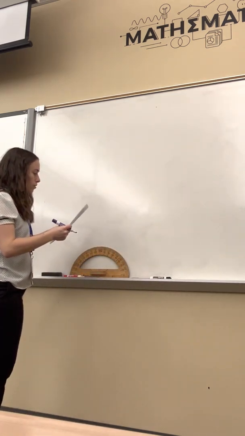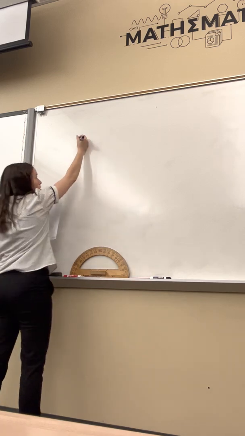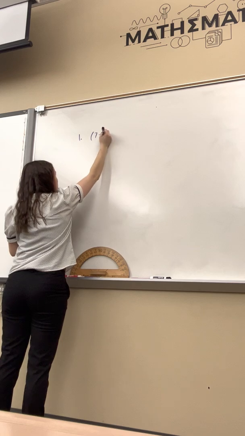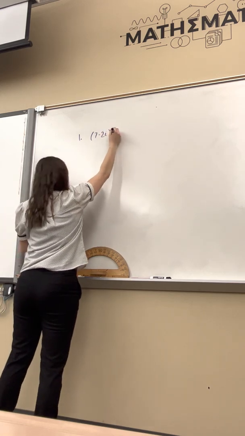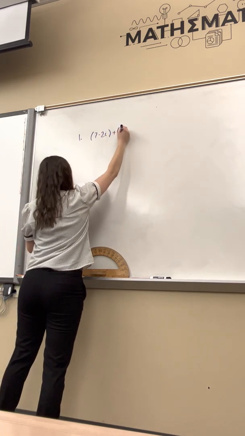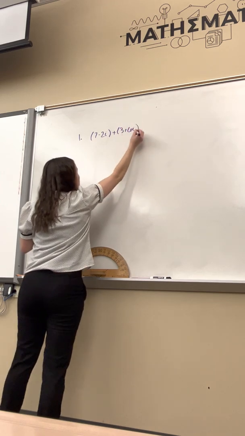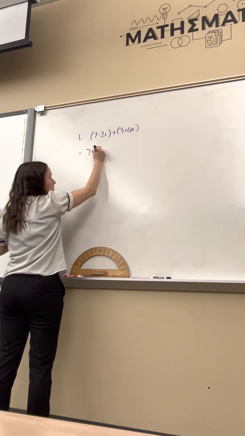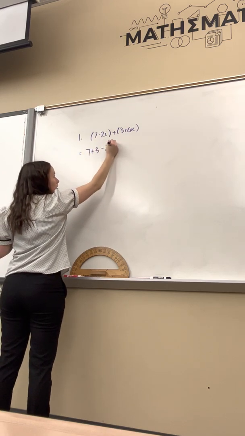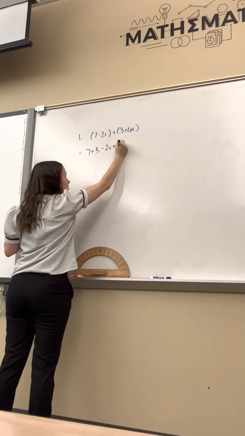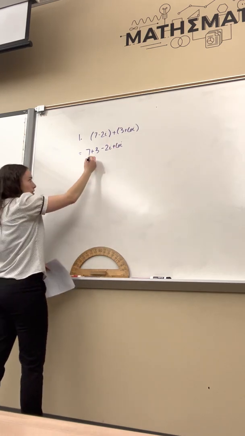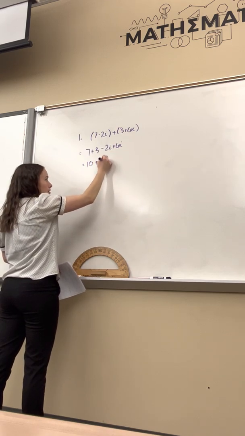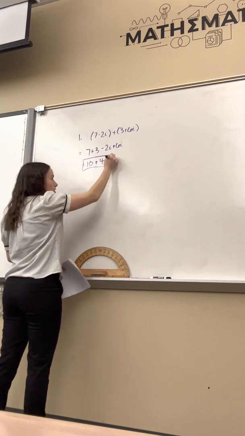Okay, so the first thing we want to say is, I have examples. So we want to simplify this expression. It says 7 minus 2i plus 3 plus 6i. So I'm going to rewrite this: 7 plus 3, negative 2i plus 6i. 7 plus 3 is 10, negative 2i plus 6i is plus 4i, and there is our answer.